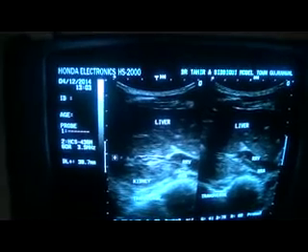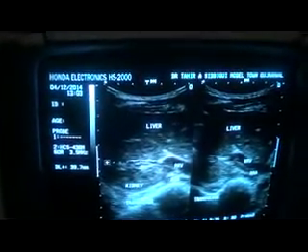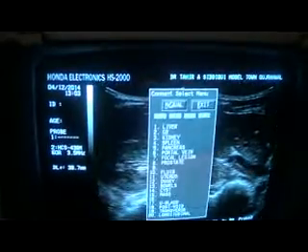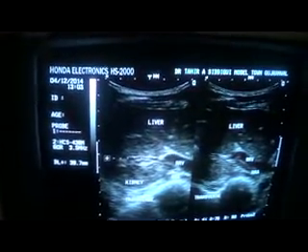This is an ultrasound study of a 16 years old young male with a history of vomiting for the last few weeks. He has been taking medication with no relief.